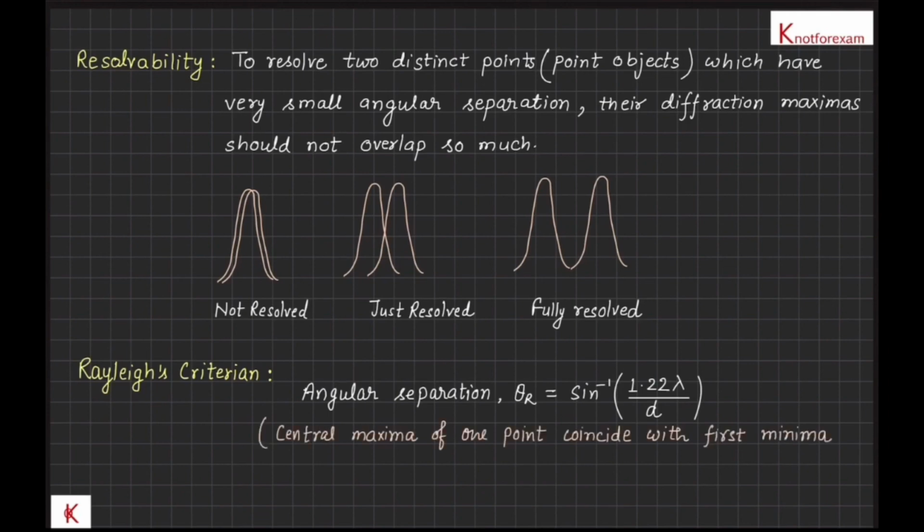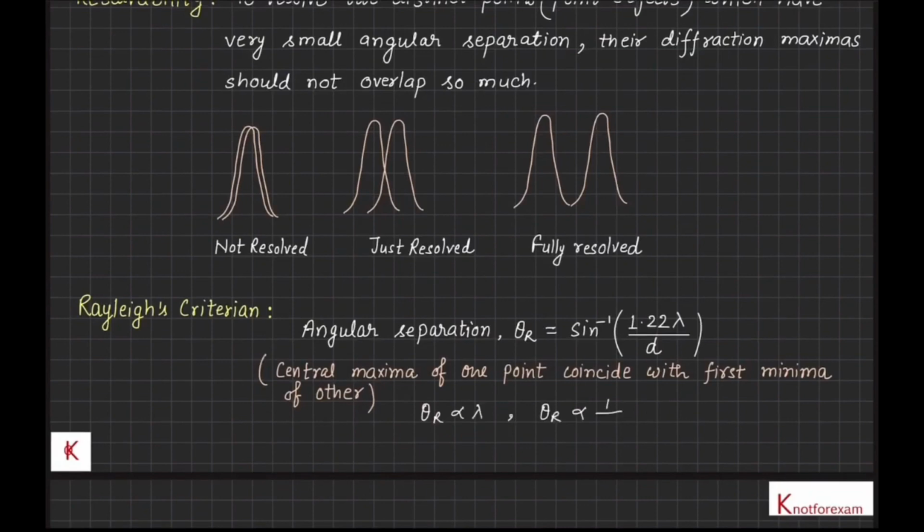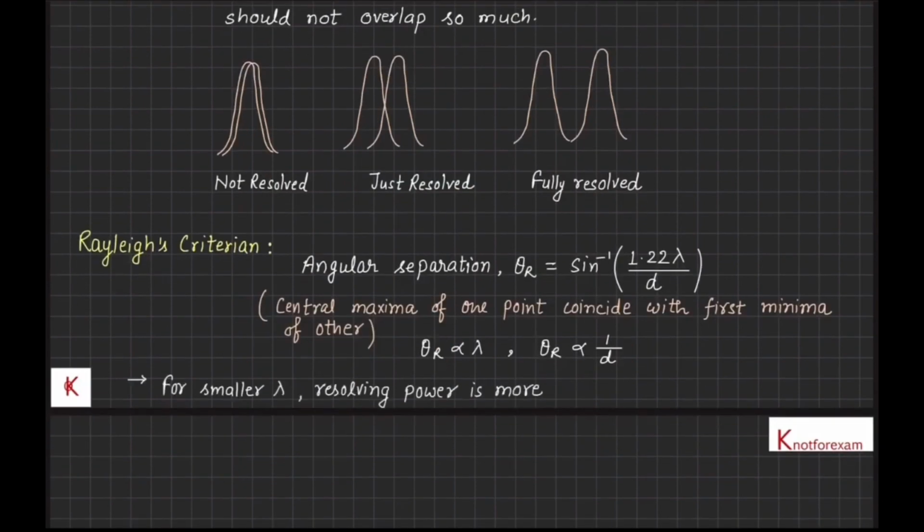Since theta is very small for the typical cases used, theta r is proportional to lambda, or theta r is proportional to 1 by d. It can be seen from the above relation that resolving power is more for smaller lambda.